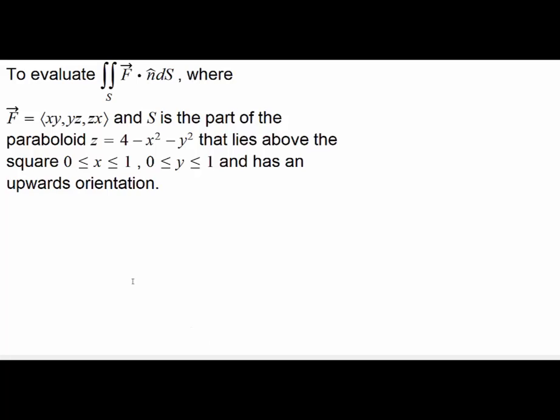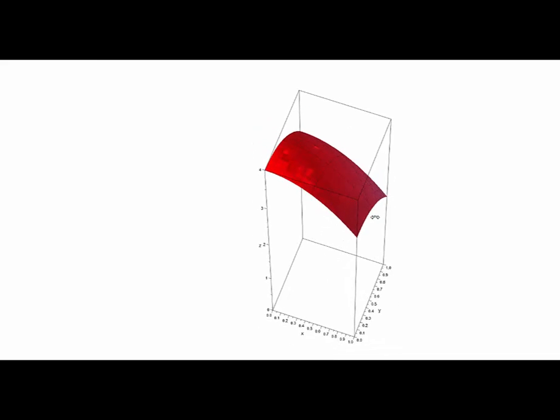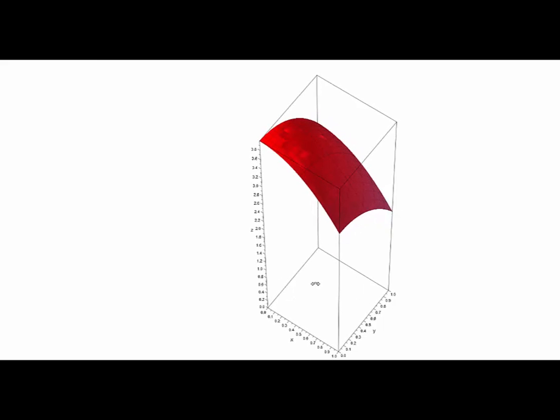So we would like to evaluate this surface integral of f over the surface S, or the flux of f, where the function is given by this expression and the surface is a paraboloid that lies above this square and has an upwards orientation. So here is a graph, and you can see this red surface is part of the paraboloid that lies above this square.